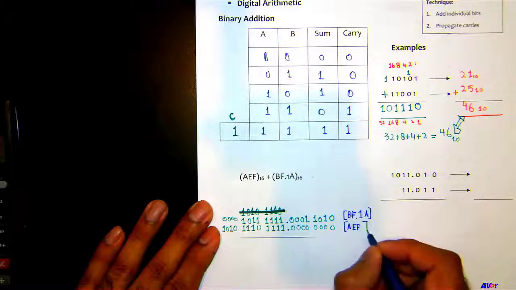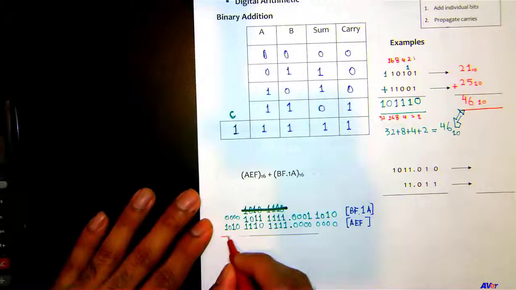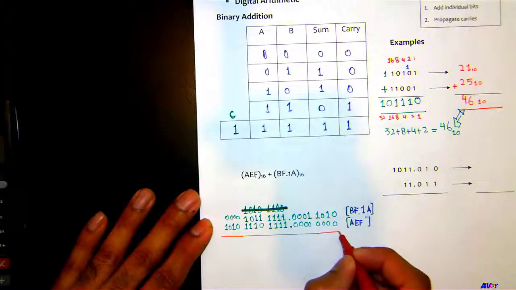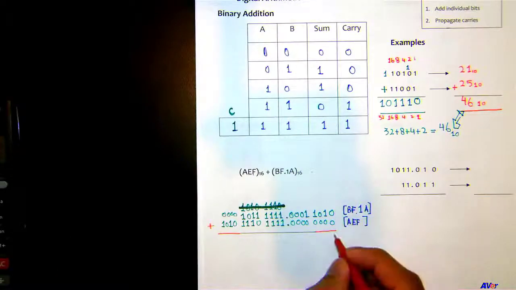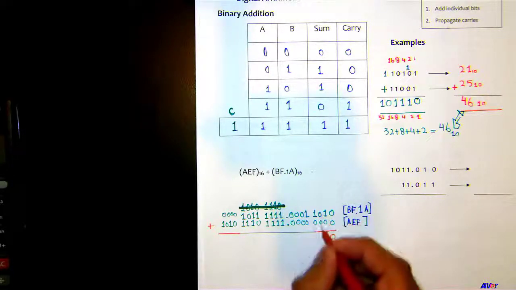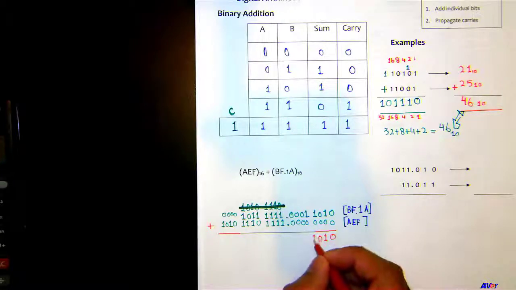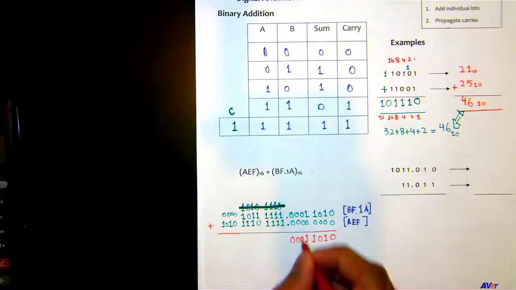It's a big number. Okay. 0 plus 0 is going to give you 0. 1 plus 0, 1. 0 plus 0, 0. 1 plus 0 is 1. 1 plus 0 is 1. And the rest of them are going to be 0.